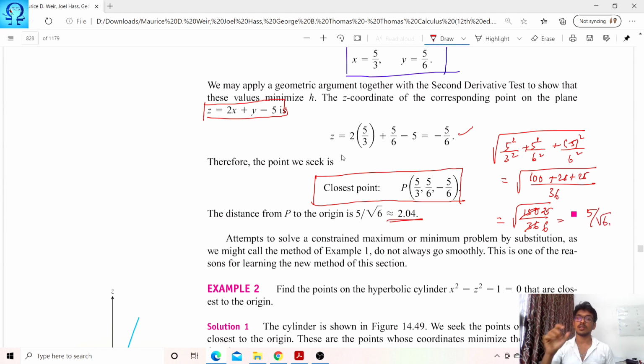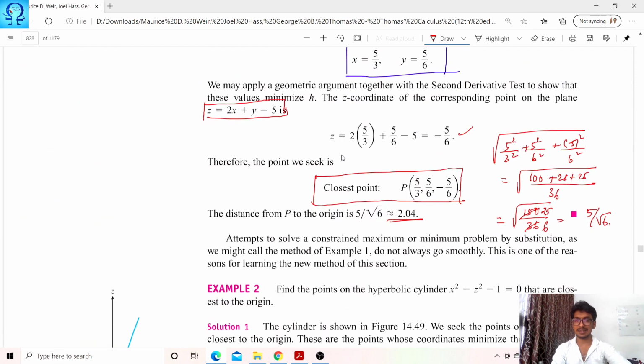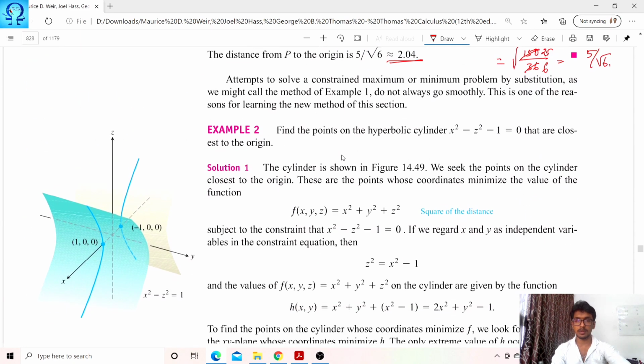This is the shortest distance from the origin to the plane, and the point at which the shortest distance occurs is this P. This problem was quite easy, and that is why with the help of the previous methodology, that is with the help of the previous idea itself, we were able to solve this problem. Now, let us see another problem.